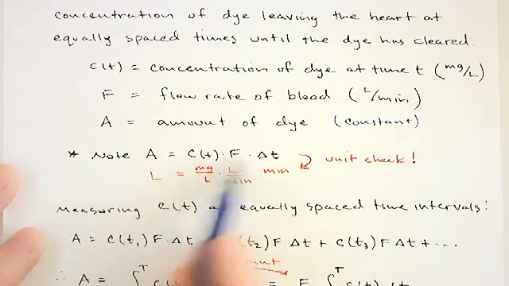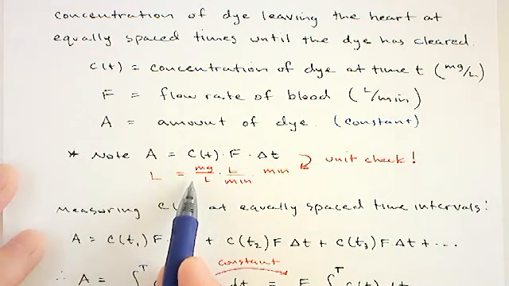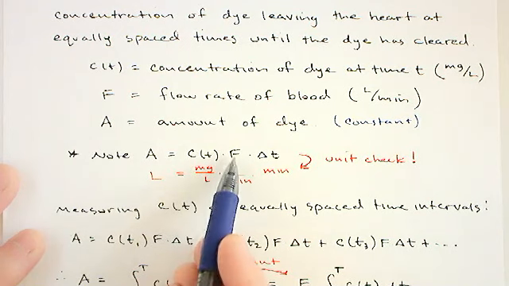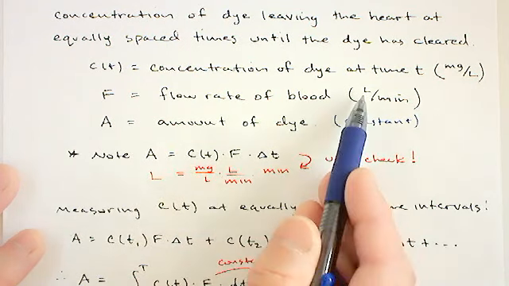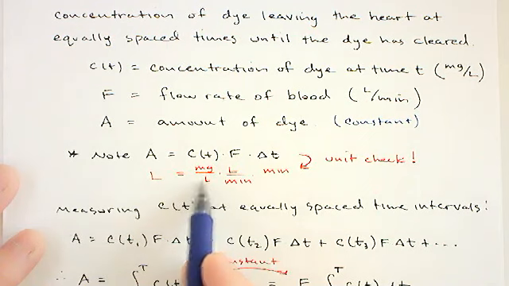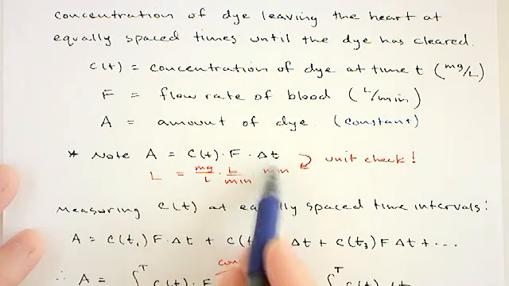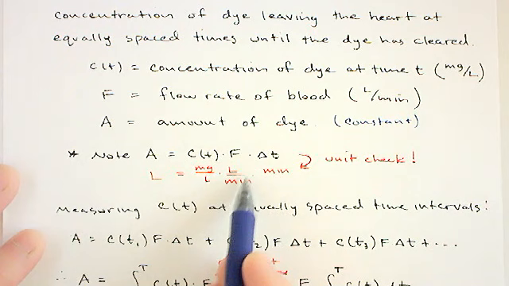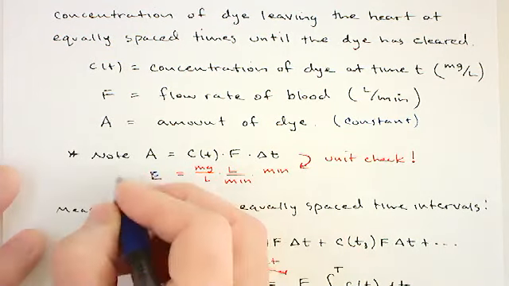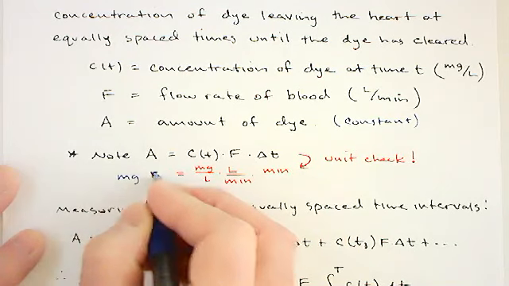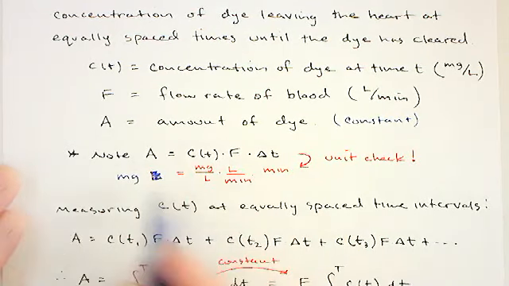And to see why that's true, it's helpful for me to think about the units. If I multiply milligrams per liter times the flow rate, which would be in liters per minute, so liters cancel, and then multiply that by a change in time, which is in minutes, hopefully you can see not liters, but milligrams would be left over, okay, which would be the amount of dye that was injected.